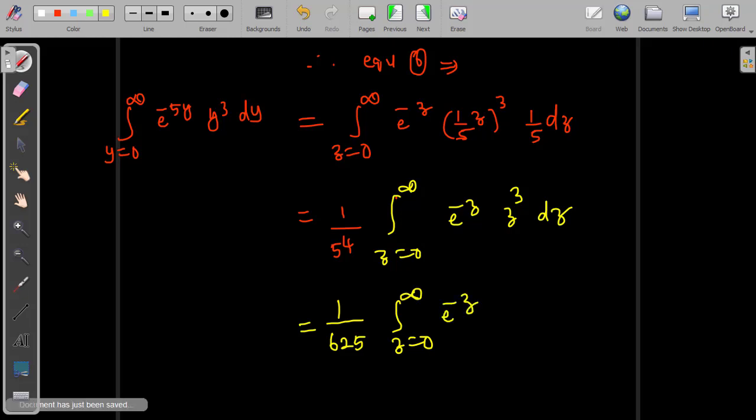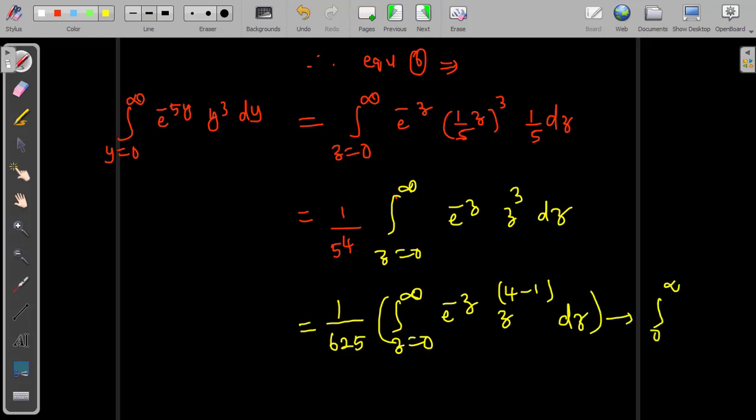This can be rewritten into the standard form of the gamma function. How do you write it? z power 4 minus 1, because 3 is the same as 4 minus 1, since I want to express it like this: integral 0 to infinity e power minus x, x power n minus 1 dx. This is nothing but the definition of gamma of n. So now in place of n we have 4. This is the gamma of 4 divided by 625.